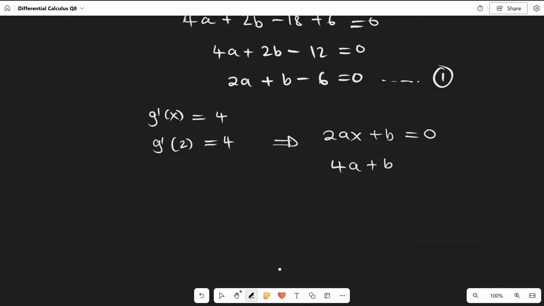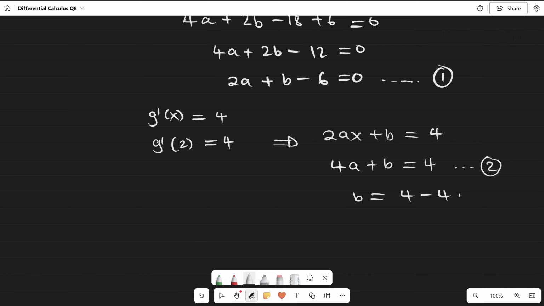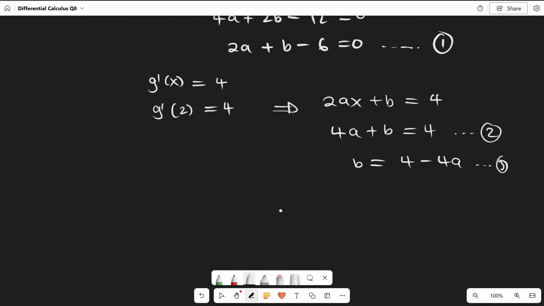Oh no, this is not equal to 0. I made a mistake here. This is not equal to 0. It is equal to 4, right? So this is our equation 2, right? So therefore b is equal to 4 minus 4a, equation 3. So now we can just do what? Sub in 3 into 1, right?